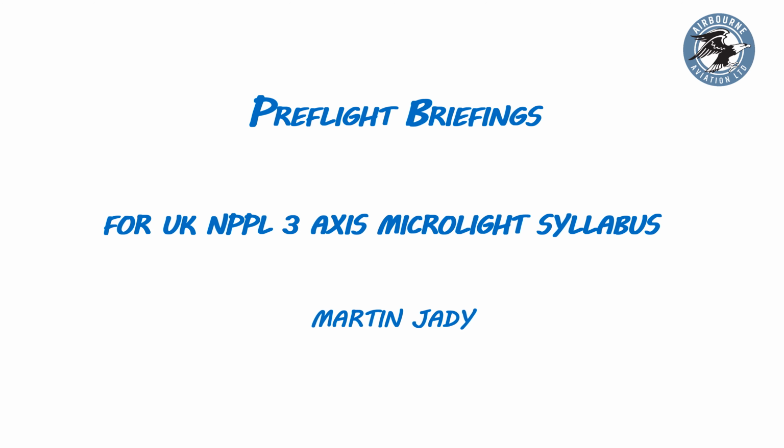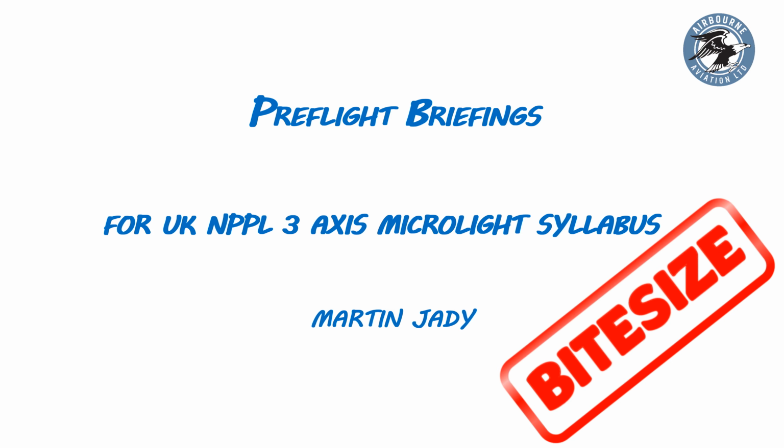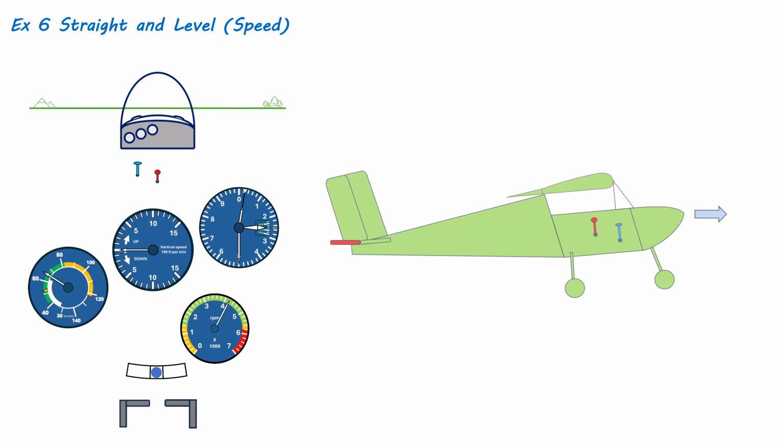This NPPL Bitesize applies to Exercise 6 Straight and Level Flight, the method for changing to and maintaining a desired speed. Flying at a predetermined speed is important for navigation, separation in the circuit, or we might be instructed to do so by air traffic control. Different speeds are achieved by a combination of aircraft pitch attitude and power setting.